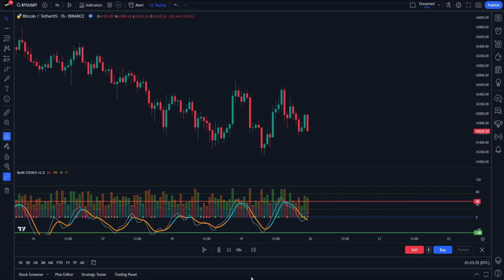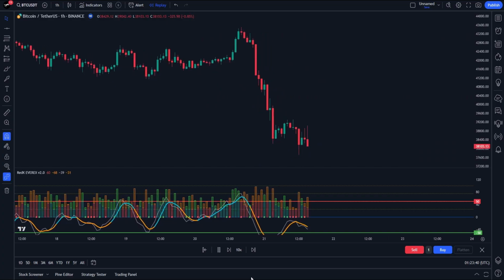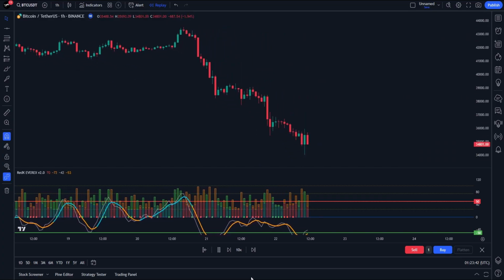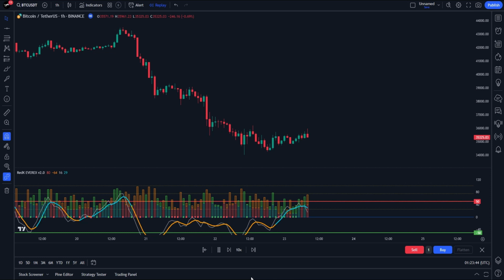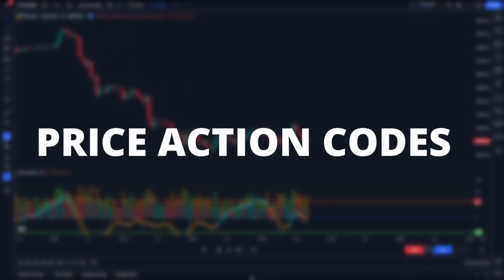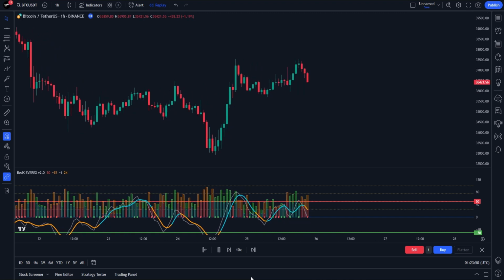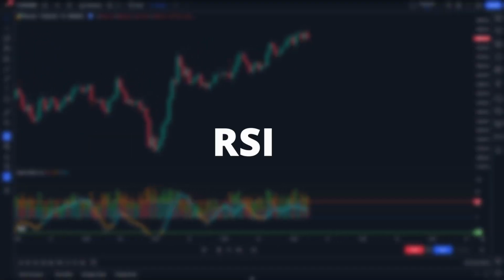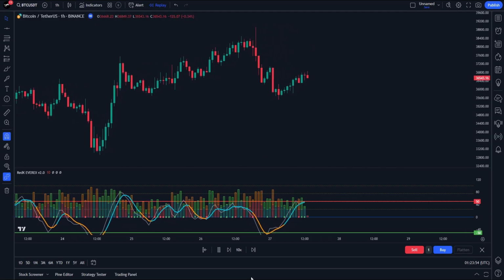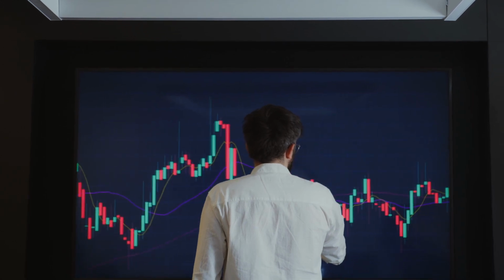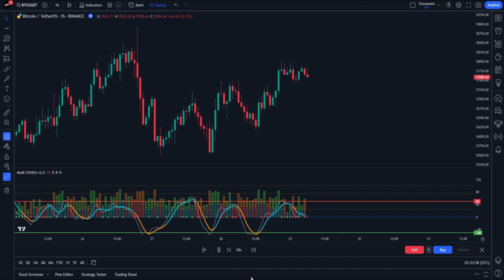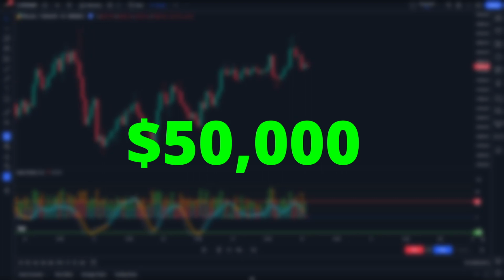The best part is that beginners can utilize this indicator without prior experience. When applied correctly, it has the potential to generate substantial gains in the market. This indicator incorporates the same price action codes and patterns relied upon by experienced traders to excel in the market. It's not a simplistic RSI or MACD strategy meant to deceive you. Many fellow traders have effectively employed this strategy, yielding monthly profits exceeding $50,000.